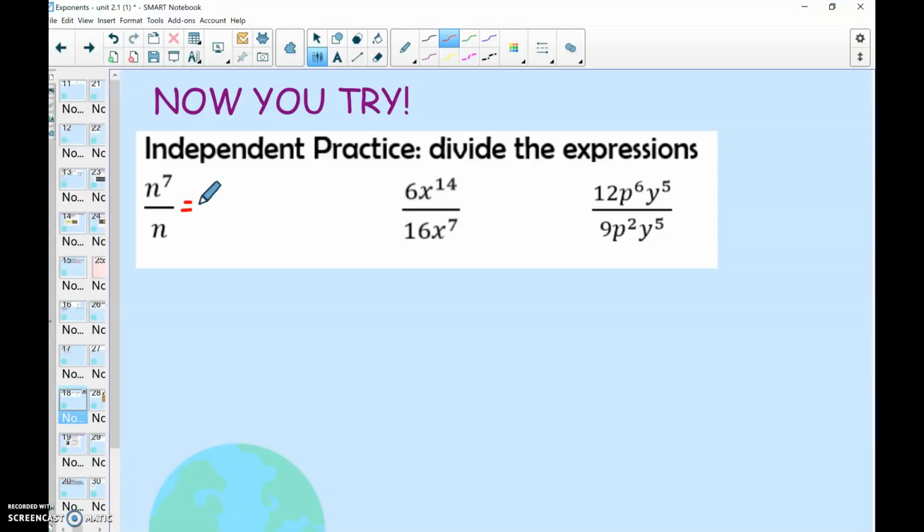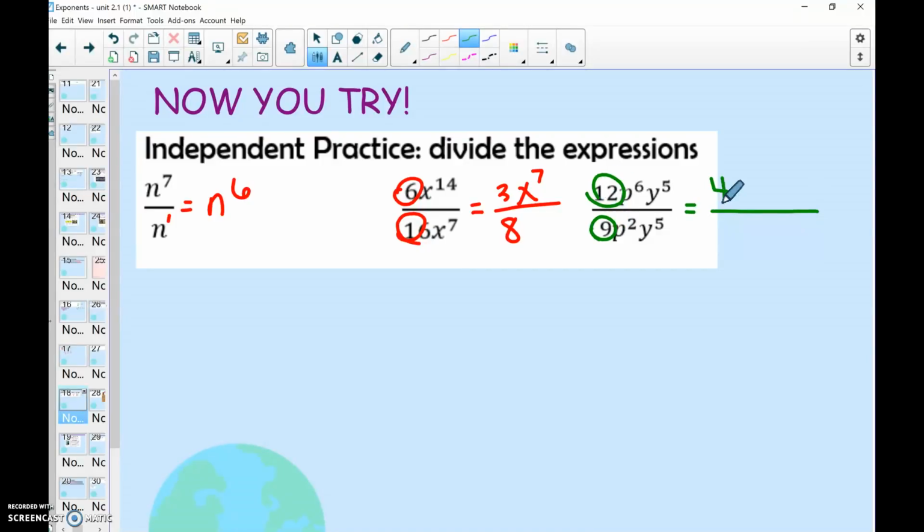All right, here's what your answers should be. There's a 1 right there, subtract it, you get n to the 6th power. You got coefficients in front here. 6 and 16 can both be divided by 2, so I get 3 over 8. X to the 14th, x to the 7th. 14 minus 7 is x to the 7th, and it's got to go on the top because there's more of them there. The last one, 12 and 9, can both be divided by 3.